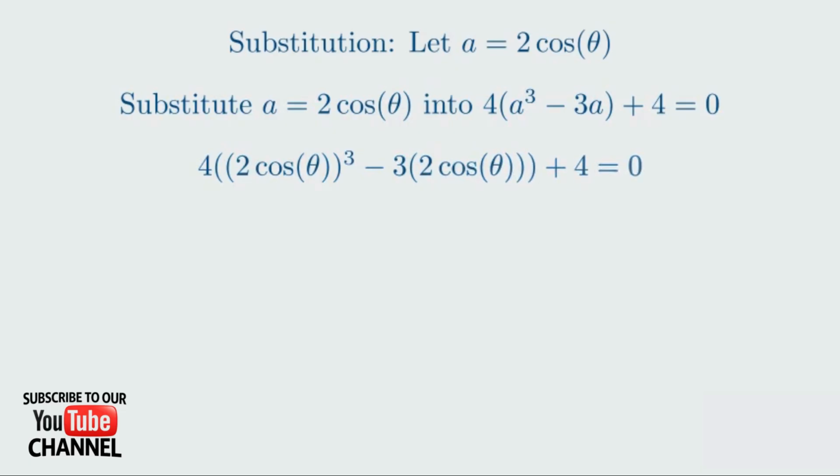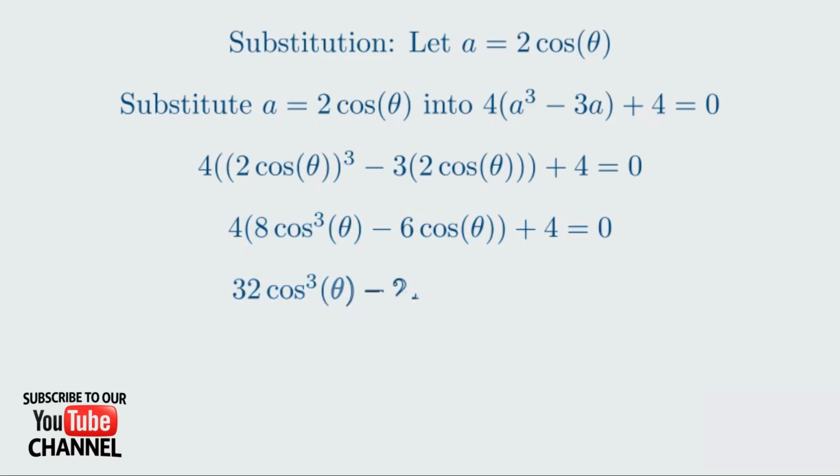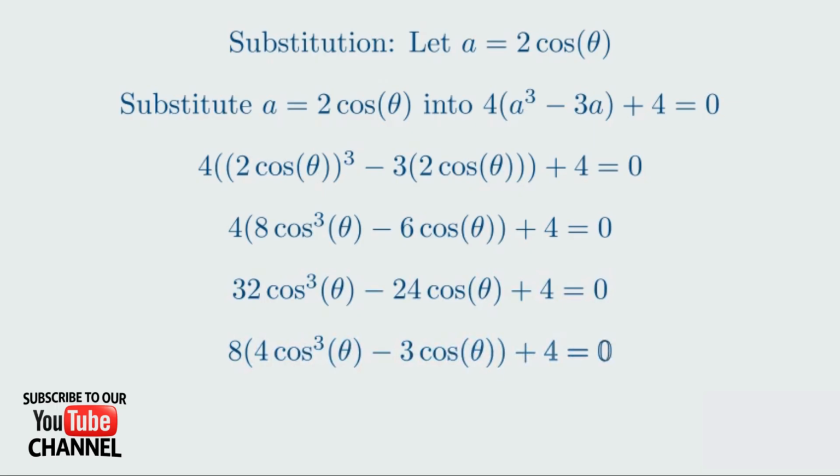equals 0. Simplifying inside the parentheses, we have 2 cubed is 8, and 3 times 2 is 6. So we get 4 times 8 cos cubed theta minus 6 cos theta, plus 4 equals 0. Distributing the 4 gives us 32 cos cubed theta minus 24 cos theta plus 4 equals 0. This might seem more complicated, but watch what happens if we factor out an 8. We get 8 times the quantity 4 cos cubed theta minus 3 cos theta, plus 4 equals 0.